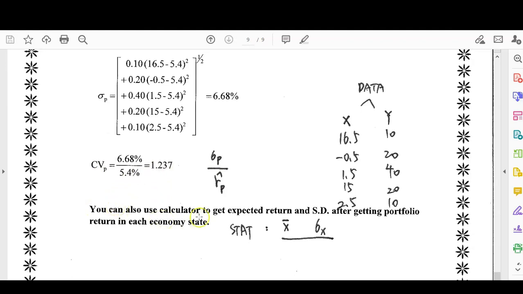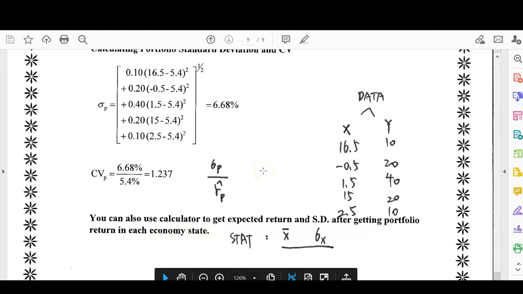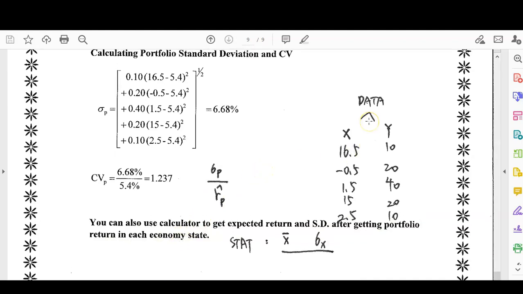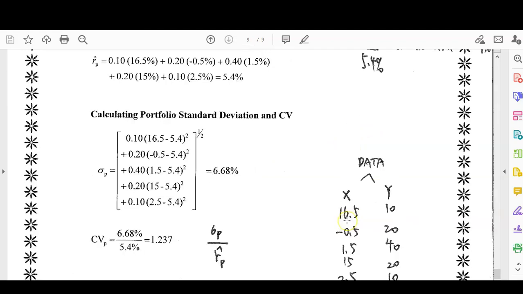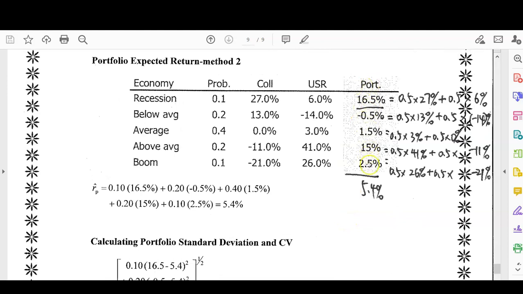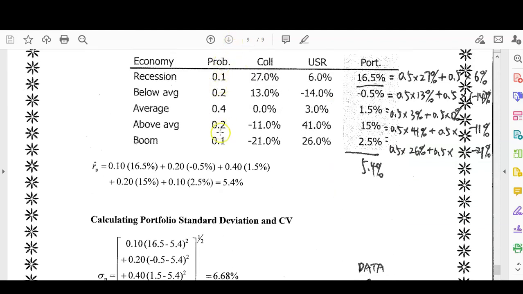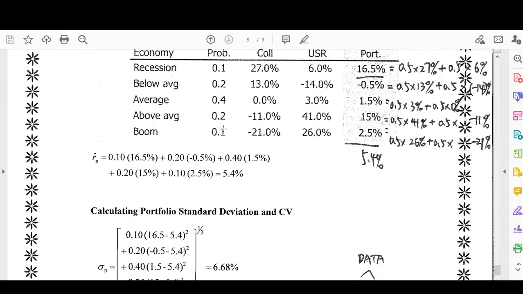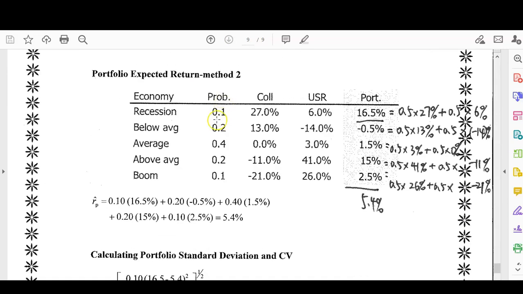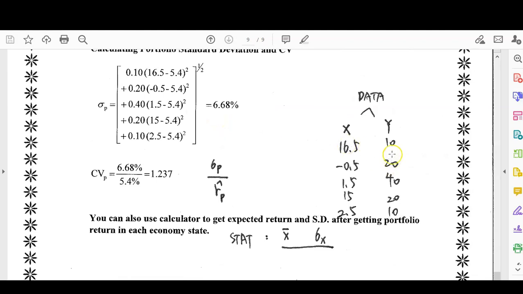You can also use the calculator to get expected return and standard deviation after getting portfolio return in each economy scenario. Okay, so we can input in data function in the financial calculator. And for x, we input the 5 returns. Okay, the 5 returns for the economy return, but we remove the percentage sign. Okay, for y, we input the 5 probabilities, 5 probabilities multiplied by 100. Okay, so 0.1 becomes 10. Okay, 0.2 becomes 20, 40, 20, 10.